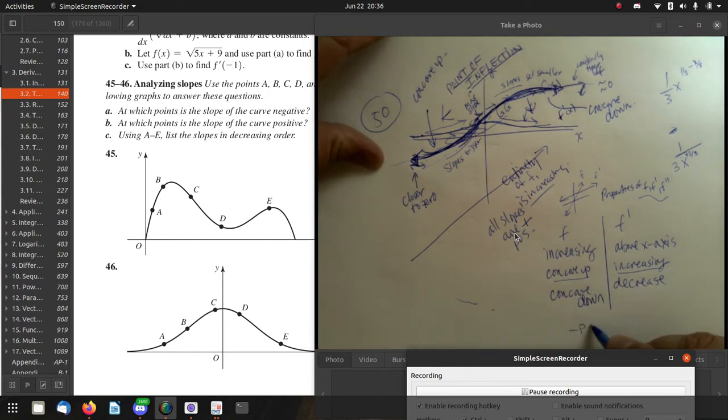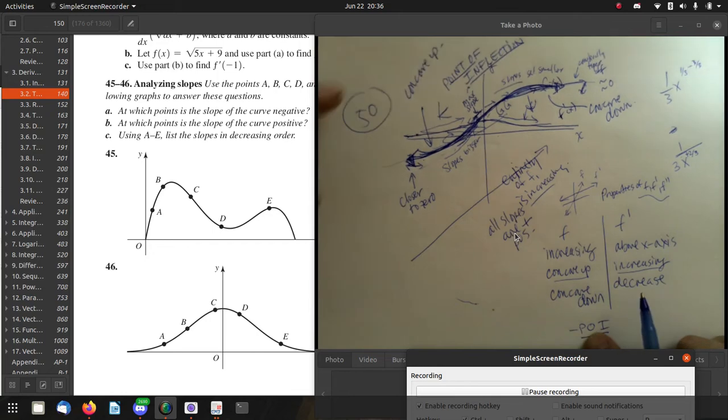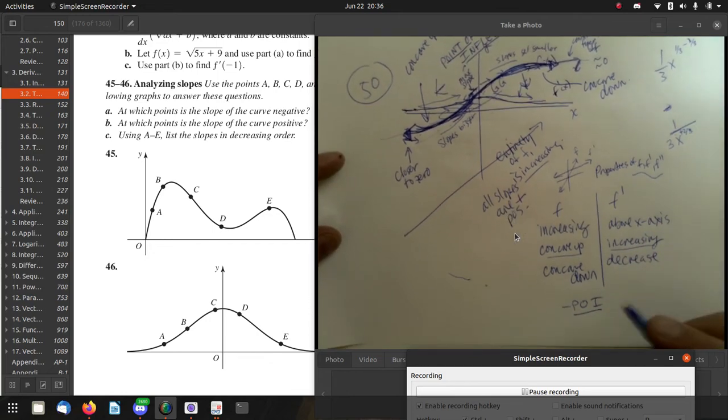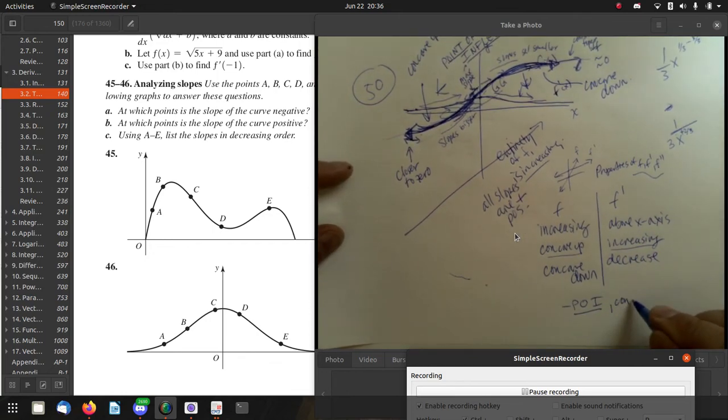And then again, just the terminology. It's totally understood that you can use POI to represent the point of inflection. And this is where concavity switches. It means there was a concavity change. Okay?